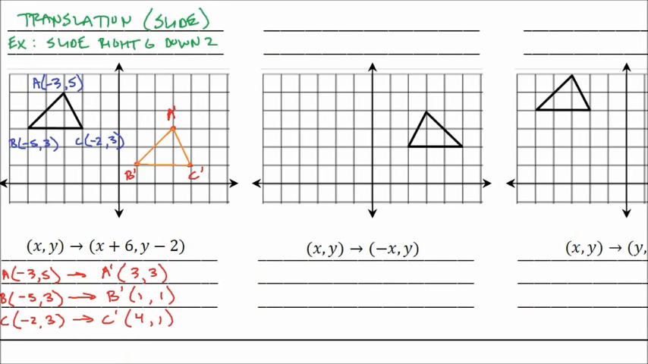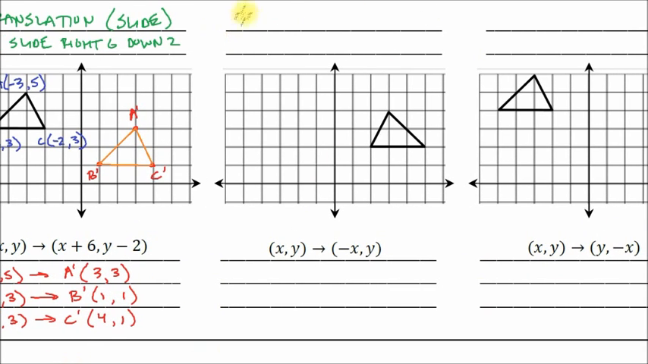Let's take a look at the next one. What happens if we reflect? Let's go ahead and do a reflection using transformation notation. And reflection, sometimes we can also describe that as a flip. And here's our example. Here's our triangle. Let's flip across the y-axis. Now our transformation notation to flip across the y-axis is (x, y) becomes (-x, y).